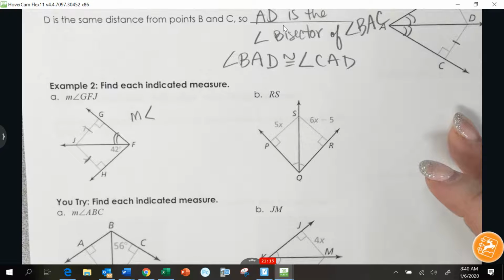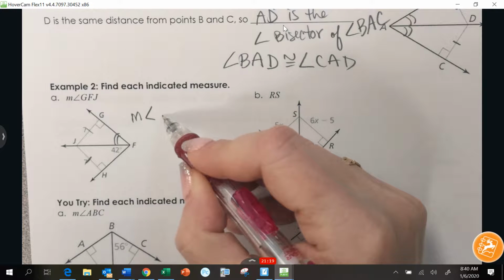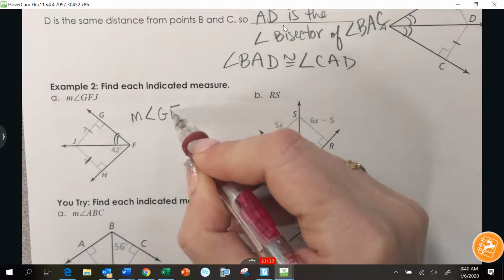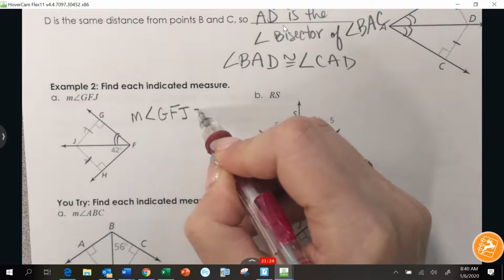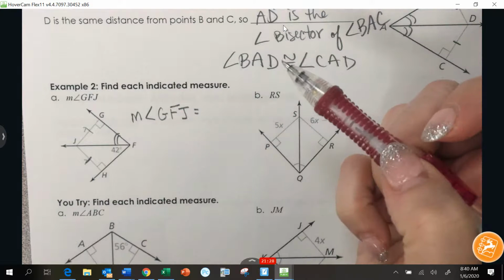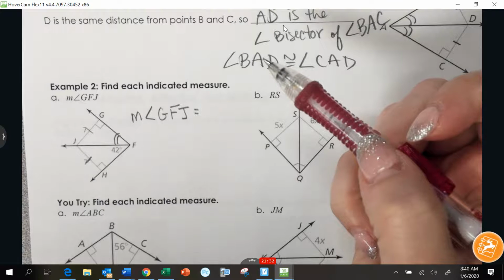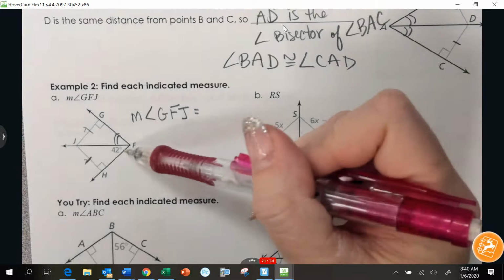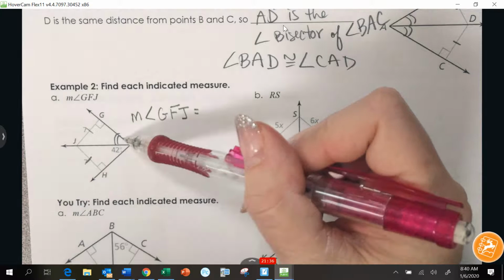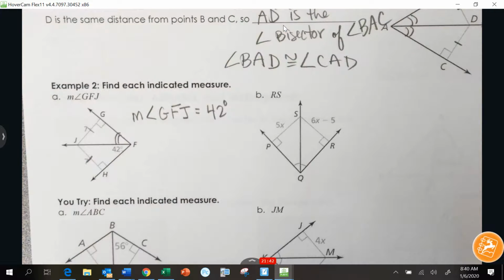Jay? Have I called on you yet? Jay. Yeah, what's GFJ? So we're talking about angle bisectors. This one's 42. What do you think this one is? Yes, 42 degrees. Make sure you guys put a degree symbol.